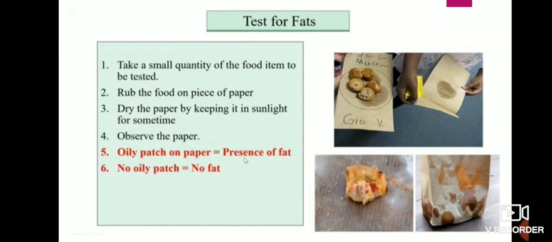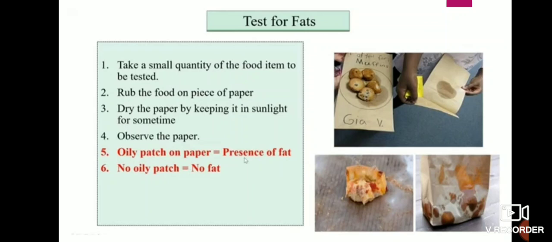Take a small quantity of the food item to be tested. Rub the food on a piece of paper. Dry the paper by keeping it in sunlight for some time. Observe the paper. Oily patch on paper indicates the presence of fat. If no oily patch, that means no fat.